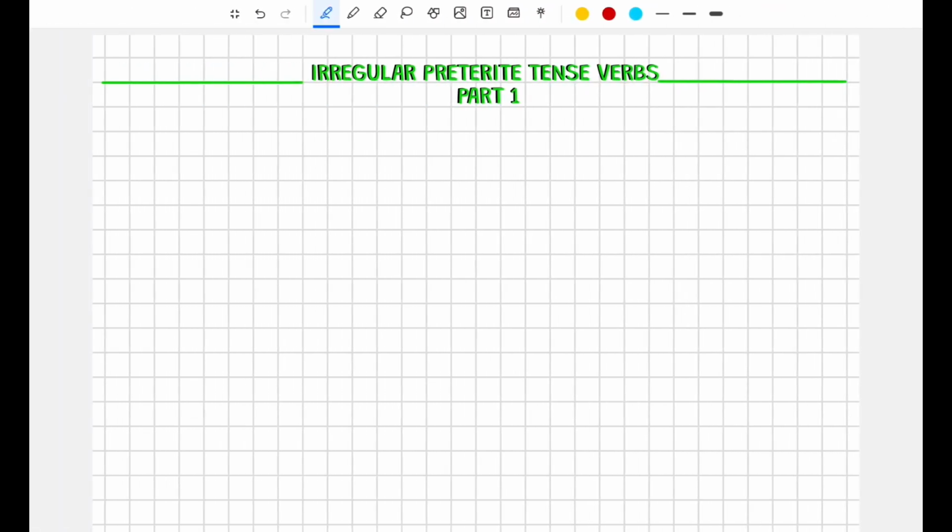Welcome back to Easily Explained, where today we will be talking about irregular preterite tense verbs. So let's get started.